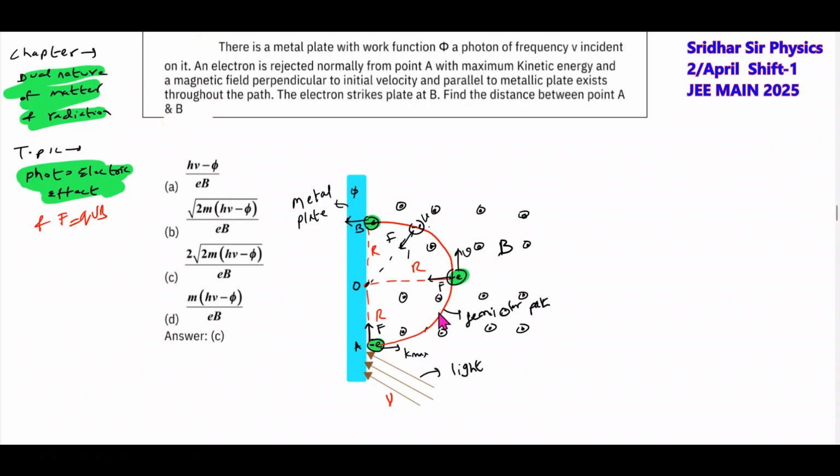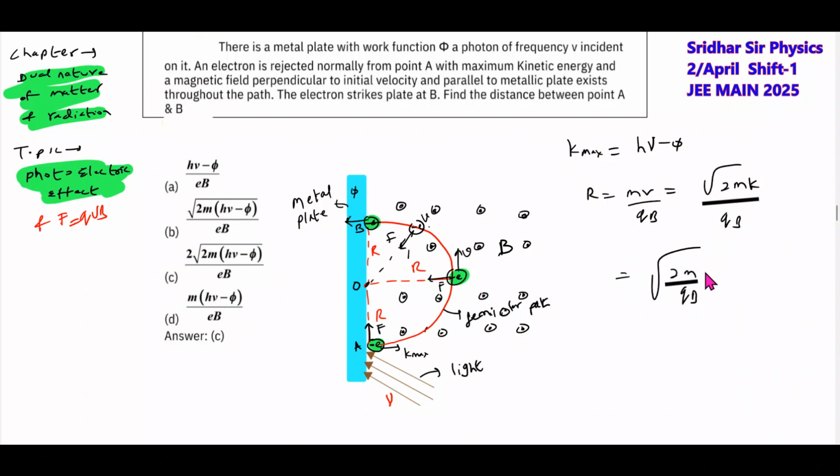First, we'll calculate the kinetic energy. So the kinetic energy is given by K max equal to h nu minus phi. Then according to magnetism, r equals mv by qB. The momentum we can also write in terms of the kinetic energy, mv equals root of 2mK. Then r will be root of 2mK by qB, with kinetic energy h nu minus work function. Then the distance AB is how much? 2r. So this will become 2 times root of 2m times (h nu minus phi) by qB.